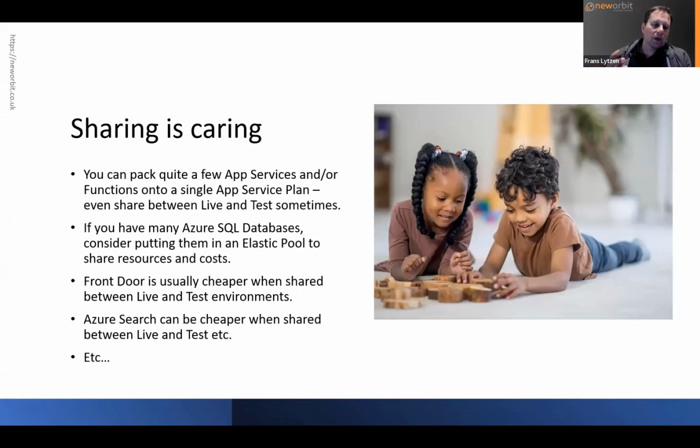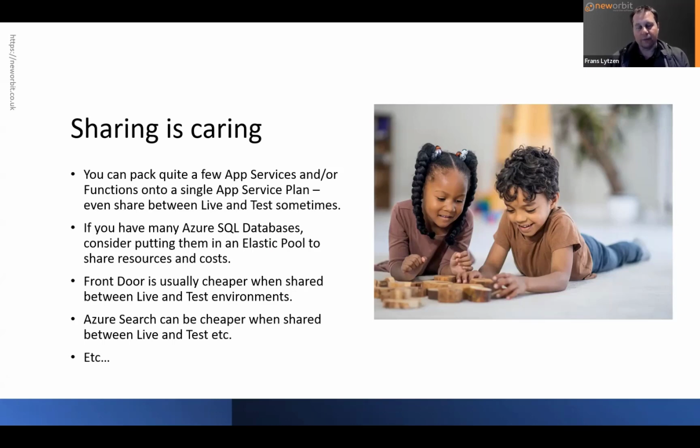I don't think any of you would think this, but I have come across people who think that they pay for the app service rather than the app service plan, for example, which is not the case. You pay for the app service plan. You can put a lot of app services on one app service plan, especially for smaller systems.